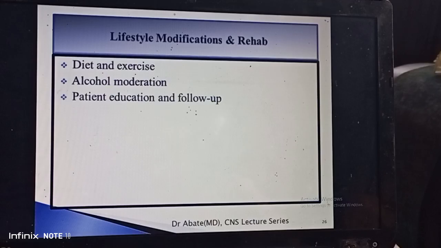Alcohol, if they are very alcoholic, you have to tell your patient to decrease alcohol consumption. Diet is very important. In today's world, the diet we eat is very risky for any cardiovascular disease. So you have to advise your patient on a healthy diet and exercise as well.